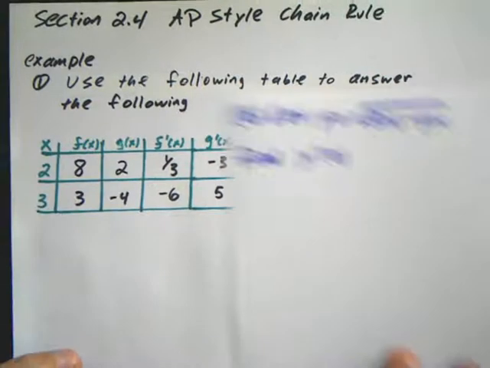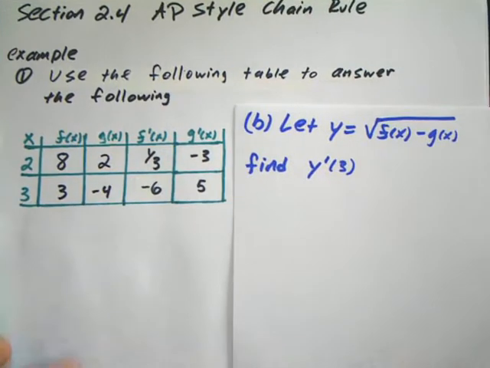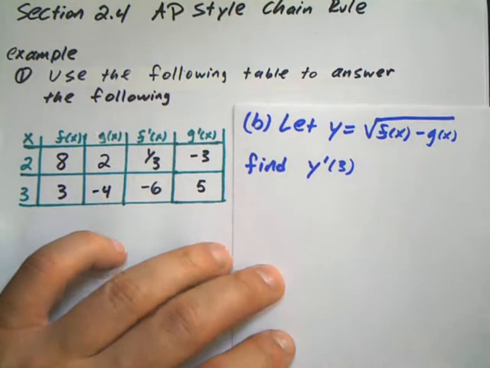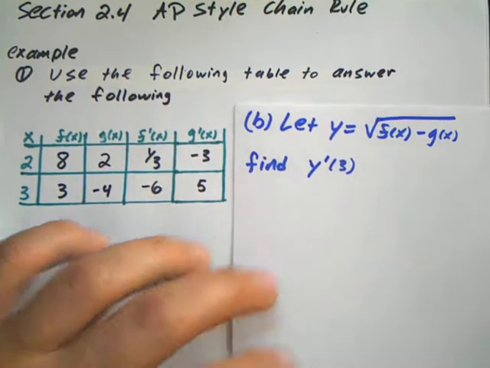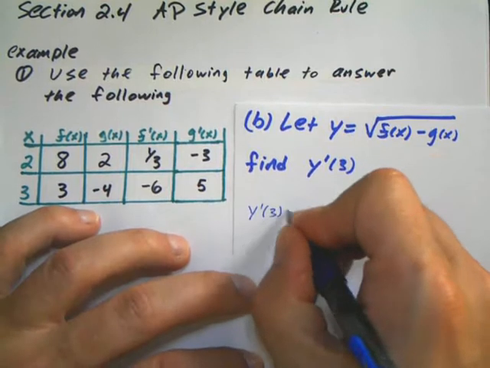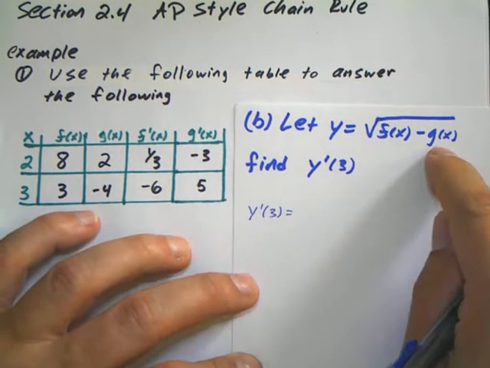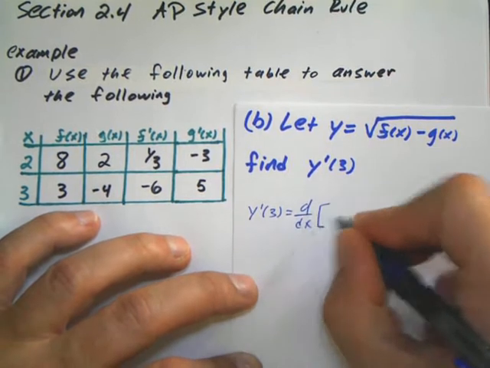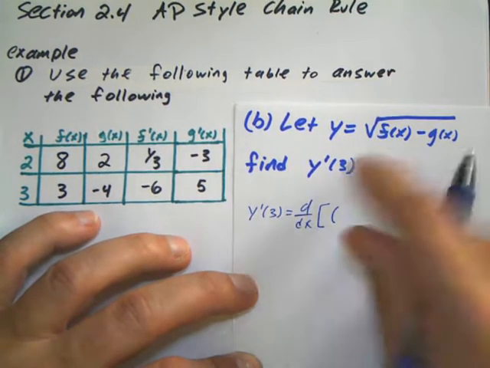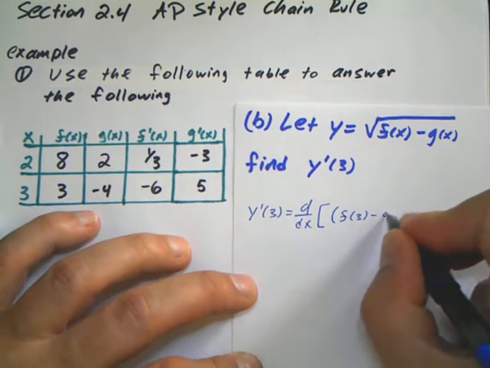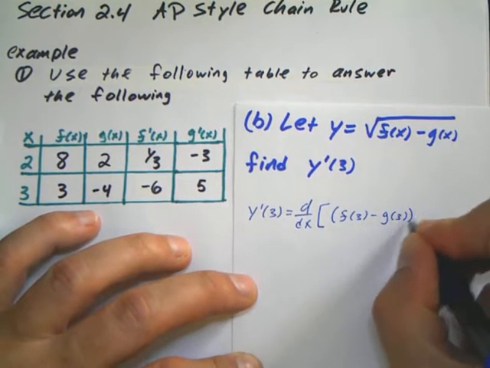Moving on to part B. This time I have y equal to the square root of f of x minus g of x, and I want to find the derivative evaluated at 3. Well, y prime of 3, since I have f of x minus g of x inside a radical, I have to use the chain rule. So all of this is being raised to the 1/2 power. So this is going to be f of 3 minus g of 3, to the 1/2.